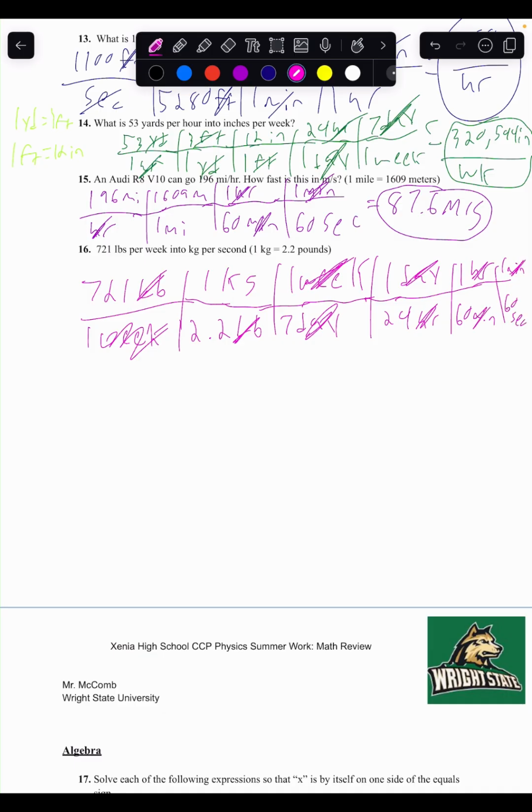All right, multiply across the top, divide across the bottom. 721 times a bunch of ones, divided by 1, divided by 2.2, divided by 7, divided by 24, divided by 60, divided by 60. So we're going to get a really low number for this probably.